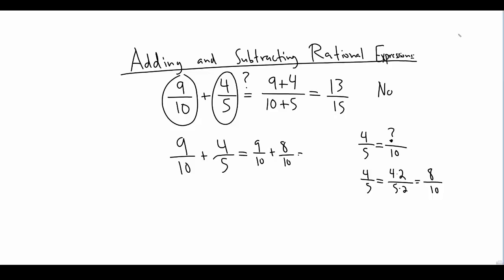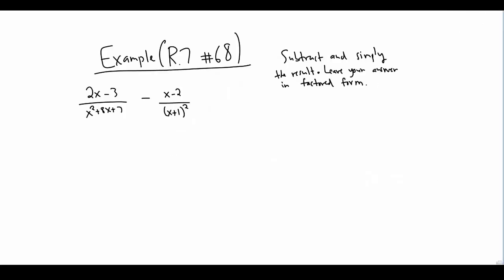And now that we have a common denominator, you can just keep that common denominator, add up the numerators, and you get 17 over 10. And it turns out, yes, we would have 17/10 of a candy bar, or one candy bar and 7/10 of a second one. Now let's subtract. Let's subtract these two rational expressions.